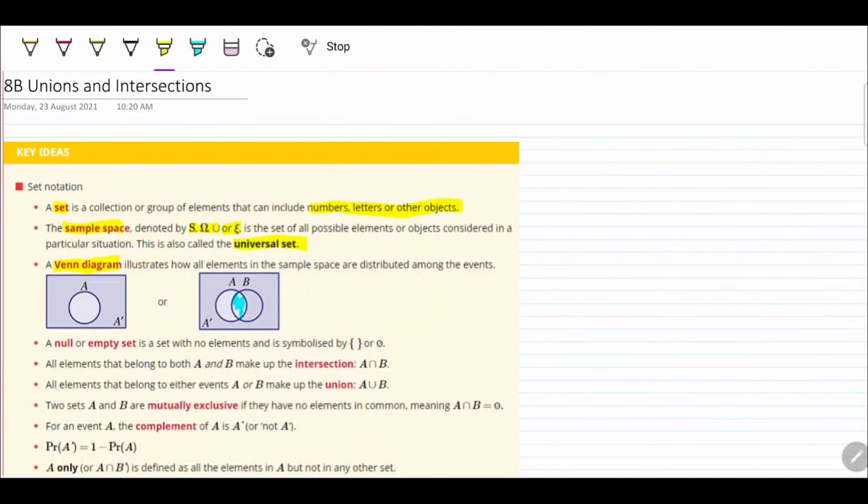A null or empty set is a set with no elements, and it is either symbolized by brackets or the null sign symbol. All elements that belong to both A and B make up the intersection, which is the upside down U. All elements that belong to either events A or B make up the union.